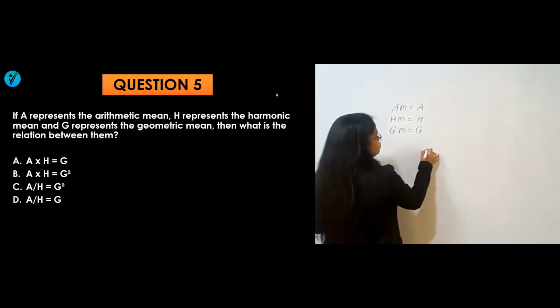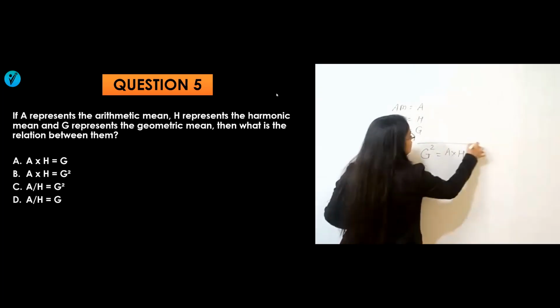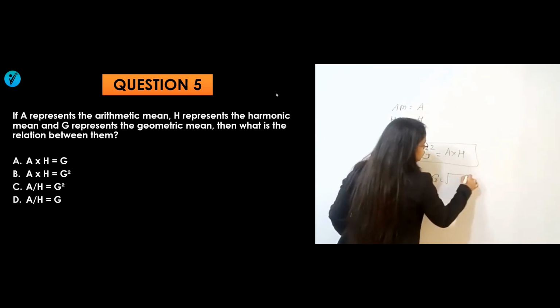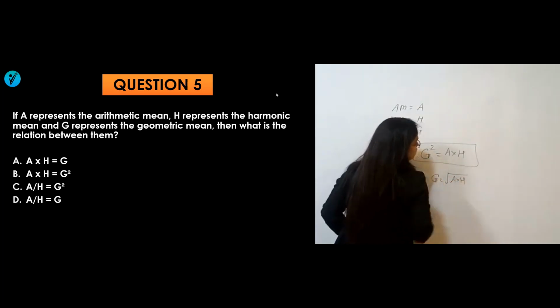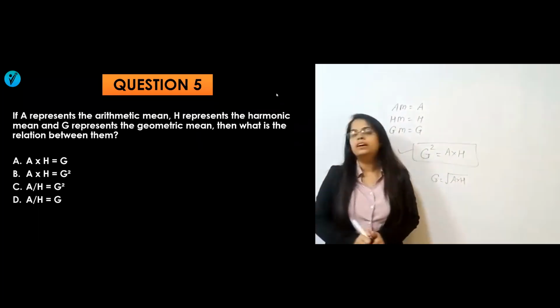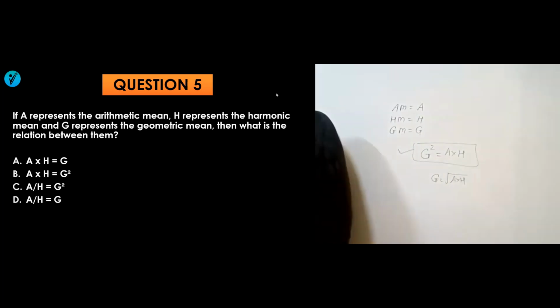So I always know that geometric mean squared is equal to A into H, arithmetic mean into harmonic mean. Or we can say that G is equal to root of A into H. So from the options, option B will be your answer. Easier. Now let's solve the next one.